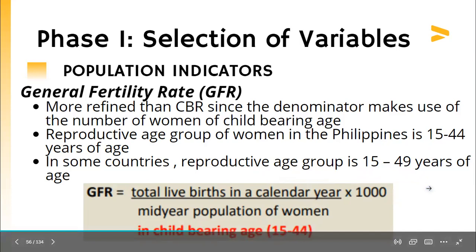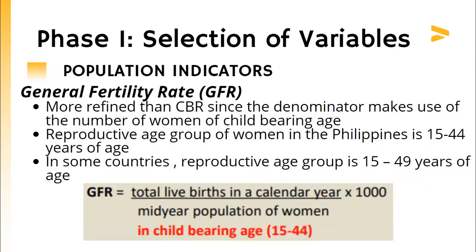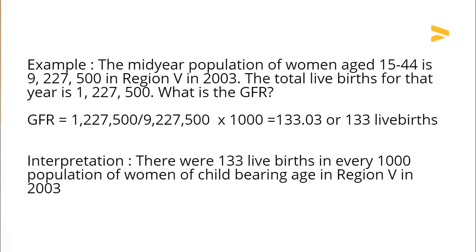Okay? So, your general fertility rate is computed as the total live birth in that particular year or period of time. We compare it with the population of women who are capable of giving birth, who are at the age of 15 to 44. Example, the mid-year population of women aged 15 to 44 is 9,227,500 in Region 5 in 2003. The total live birth for that year is 1,227,600. What is the GFR?